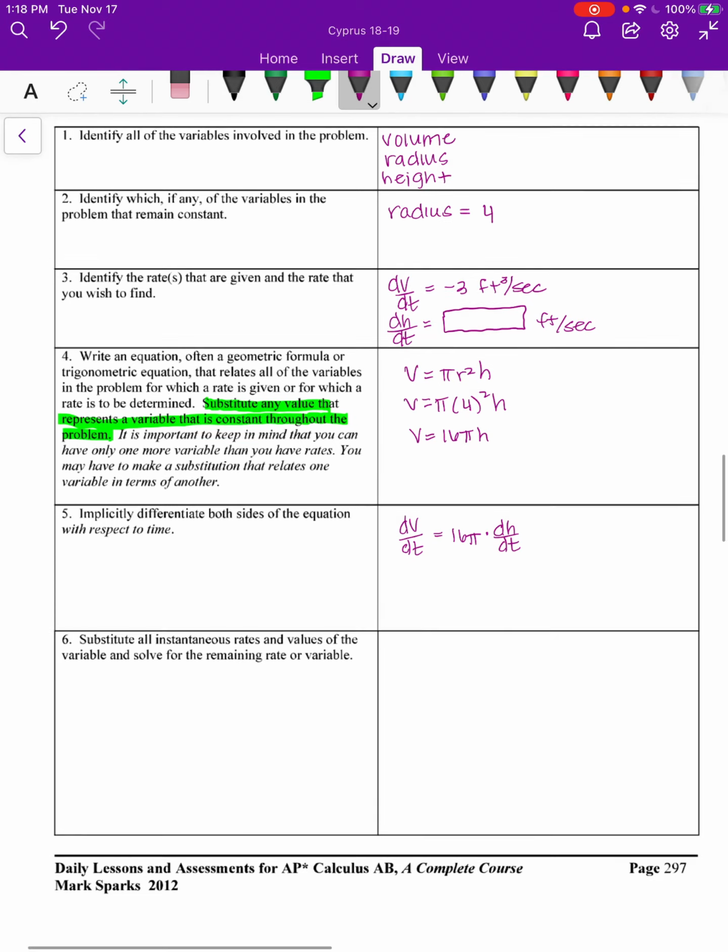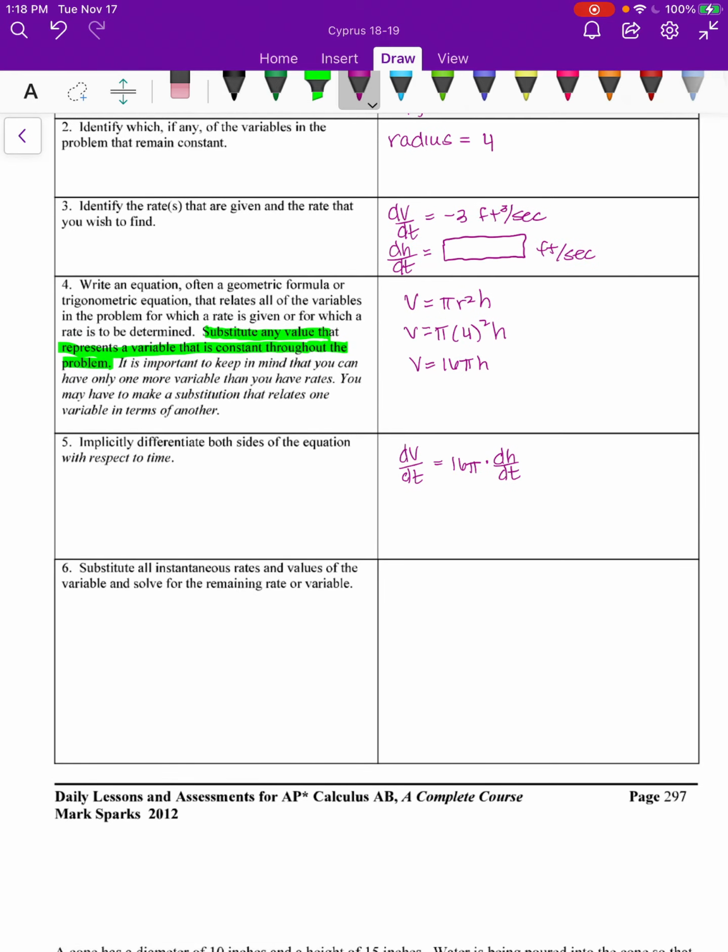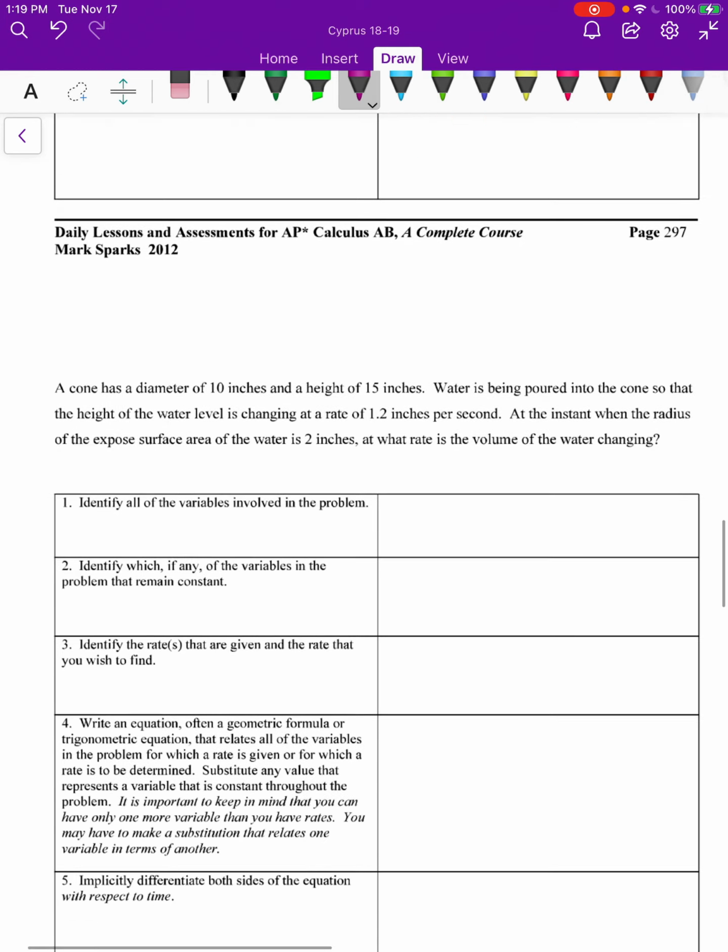Number 6, substitute all instantaneous rates and values and solve for what's remaining. We know what dV dt is. It's -3, then 16 pi dH dt. Divide both sides by 16 pi, and you get dH dt equals -3/16 pi feet per second.